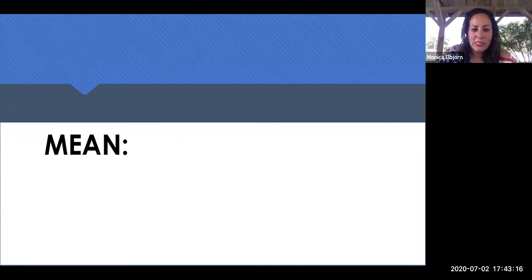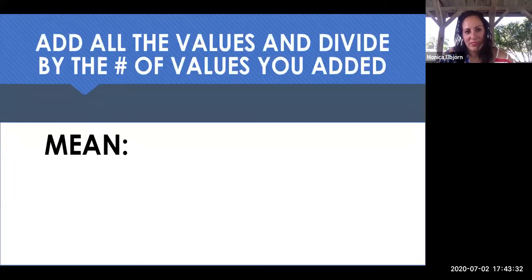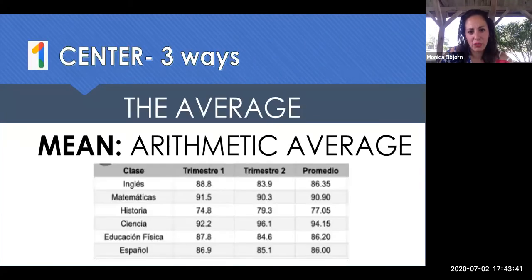So can someone tell me how you average, how do you find the mean? Yes. So usually what we do is we add all of the values and then divide by the number of values you added. So in this case, if you got 1, 2, 3, 4, 5, 6 classes, you add all those classes up and then divide by 6 classes.